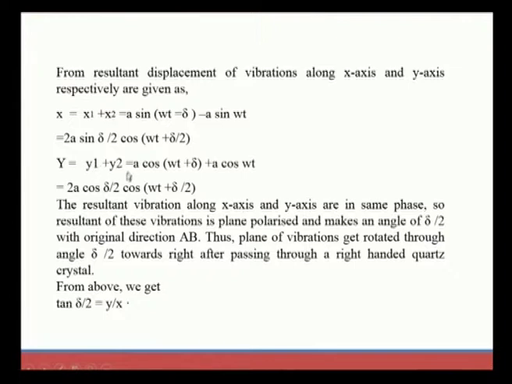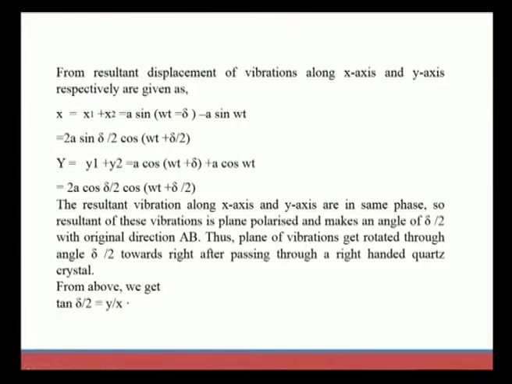Substituting the y1 and y2 values here, we will get y is equal to 2a cos(delta/2) cos(omega t + delta/2). So, these are the two components of x and y that we get with the help of the clockwise and anti-clockwise vibrations. The resultant vibrations along the x axis and y axis are in the same phase, as we can observe here.